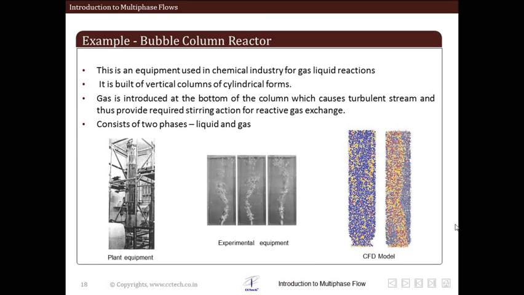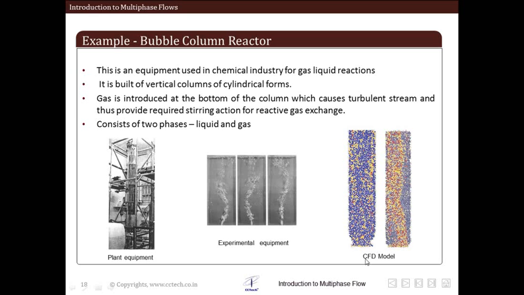And usually it consists of two phases, liquid and the bubble stream. A very highly turbulent bubble stream containing gas is introduced. So it is a multiphase system consisting of liquid and gas. This image shows a plant equipment. This is a type of experimental representation of the bubbles which are introduced, a turbulent stream of bubbles from the bottom, as you can see here. So this causes a lot of turbulence and mixing, and it is used for enhancing the chemical reactions.